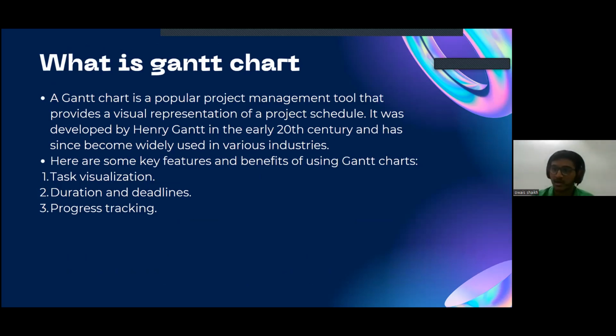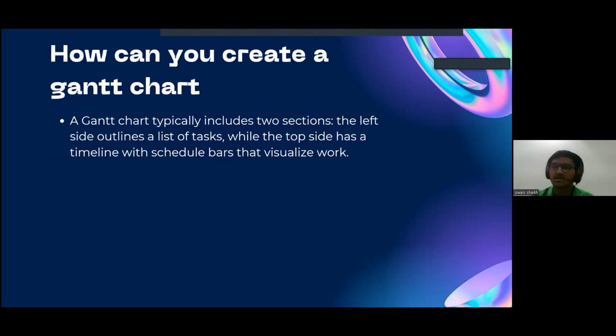So how can we create a Gantt chart? A Gantt chart typically includes two sections. If you want to make a simple Gantt chart that is understandable by all, the left side outlines the list of tasks, how many tasks there will be, and the top side is a timeline with schedule bars that visualize the work. On the next page, I'll show you how a Gantt chart will look.